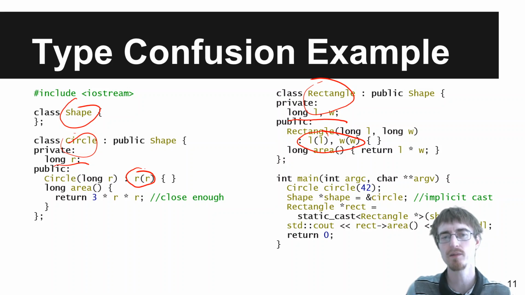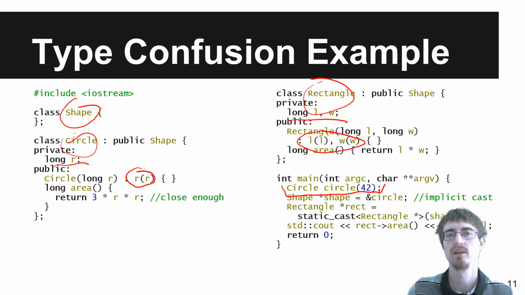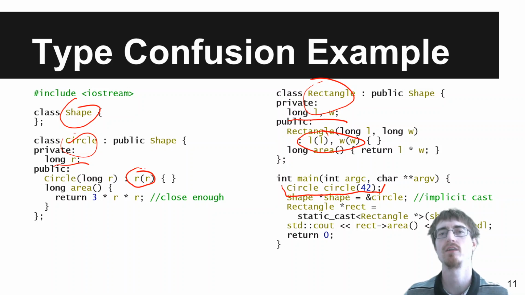Now, both of them derive from the shape. Let's see what we can do with this code. So first we create a circle object by invoking its constructor. The radius parameter in this case is 42, so we're creating a circle object with a radius of 42.